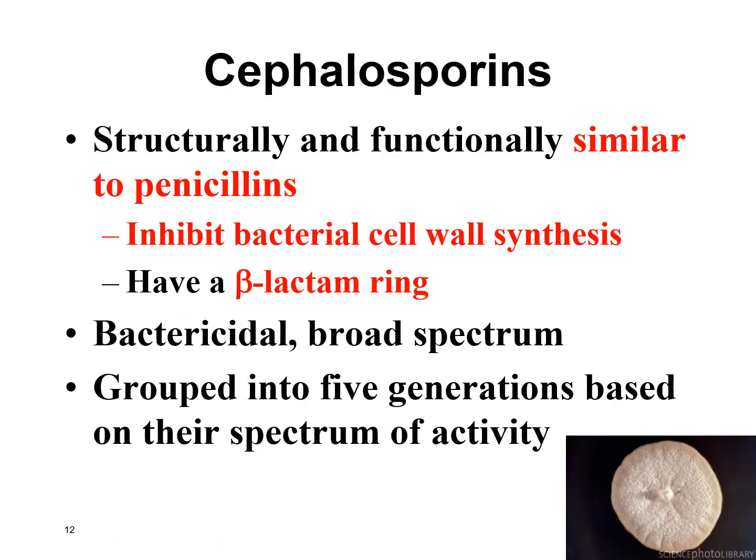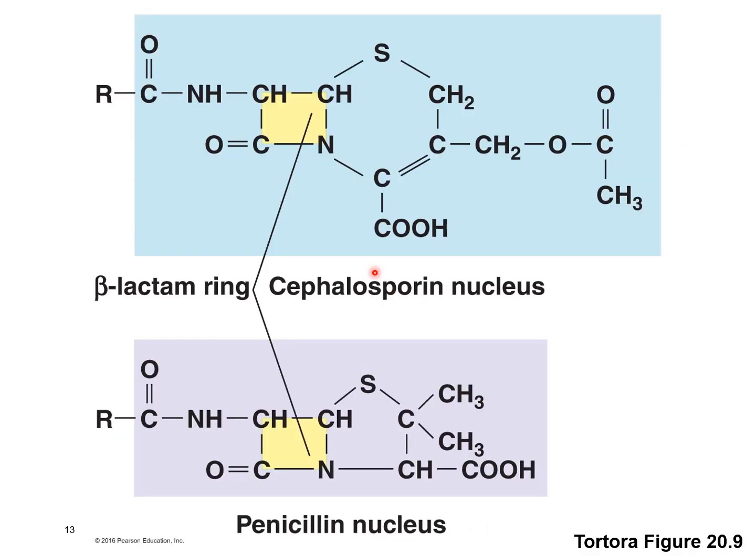Okay, cephalosporins are another beta-lactam antibiotic, very similar in structure to the penicillins, and they work the same way. So they're going to inhibit the bacterial cell wall synthesis, inhibit that enzyme transpeptidase, and you can see their structure here. They have that beta-lactam ring, just like the penicillin does.